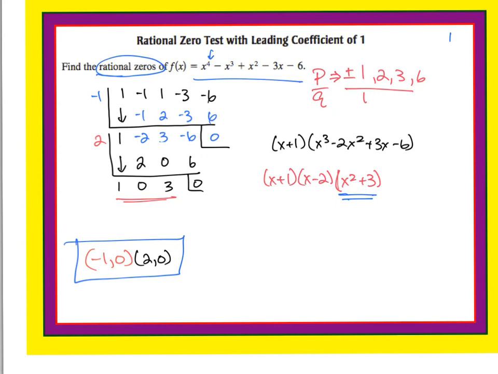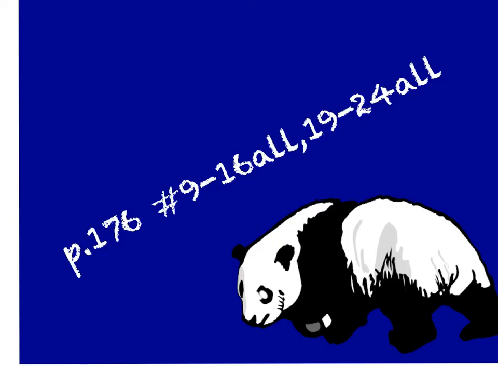If it just said find all the zeros, I would set that equal to 0, true? So then I'd say x squared is equal to negative 3, right? And then how do I solve for x? I square root it. But when I square root it, I get what? Plus or minus i square root 3. And so I'd end up having i square root 3, comma 0, and negative i square root 3, comma 0. So if it said all zeros, I would include those two as well. All right. And there you go.